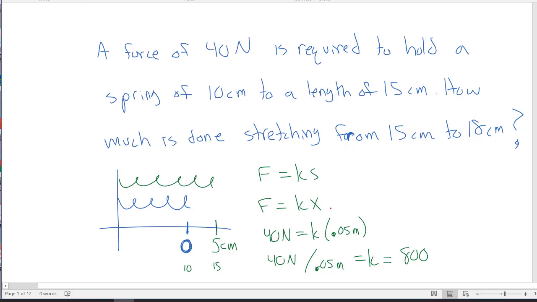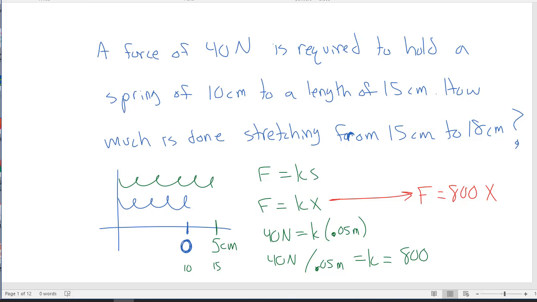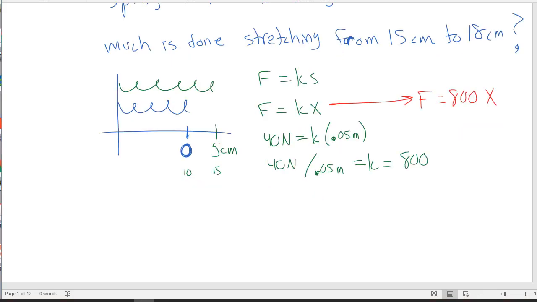So what we have in this case is we've built our force function, right? We just found out the constant of proportionality is 800. So our variable force function is described as F equals 800 times X. All right, wanted to scroll down just a second here. And the question is saying how much work is done.